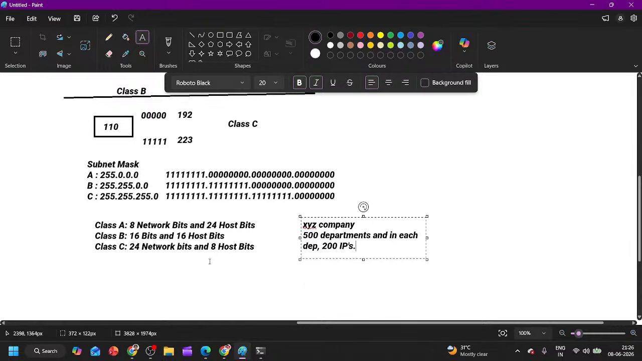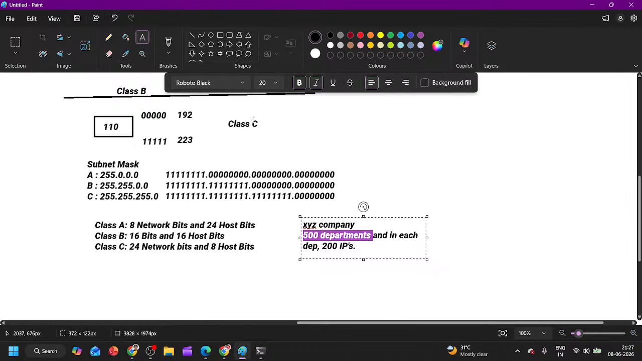How can you design 500 networks, one for each department? How many networks can I design in class A? We have only 8 ones, and out of those one is reserved, which means we can only design 2 power 7 networks. 2 power 7 is 128. The total number of networks in class A is 128 only. Here I need 500 networks. I cannot use class A.